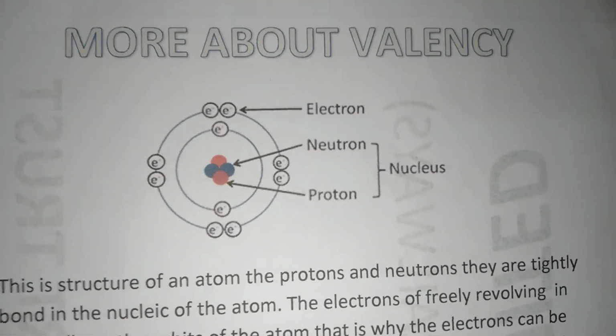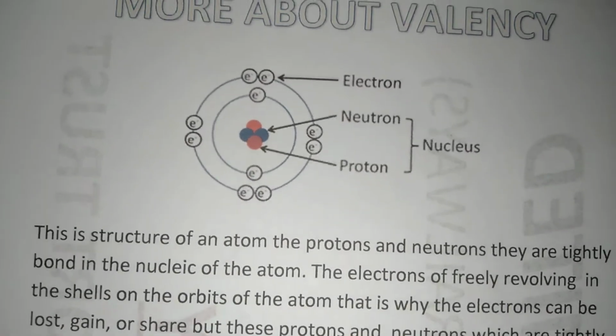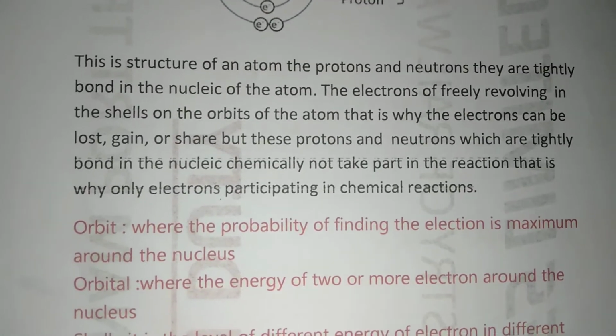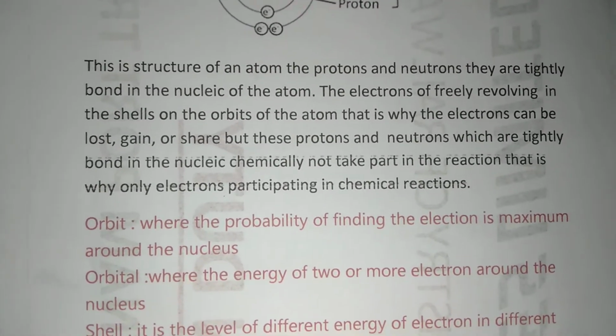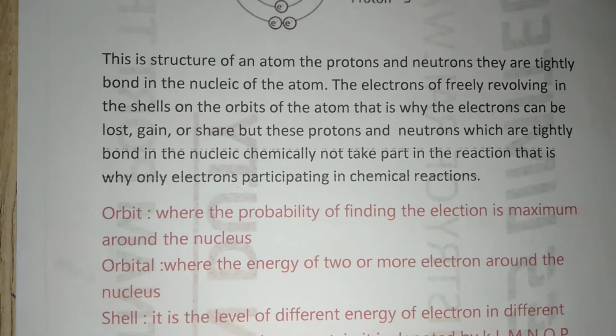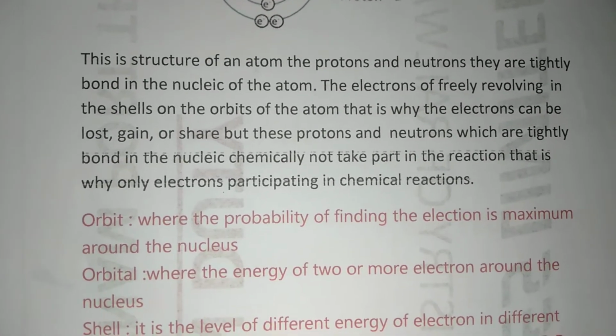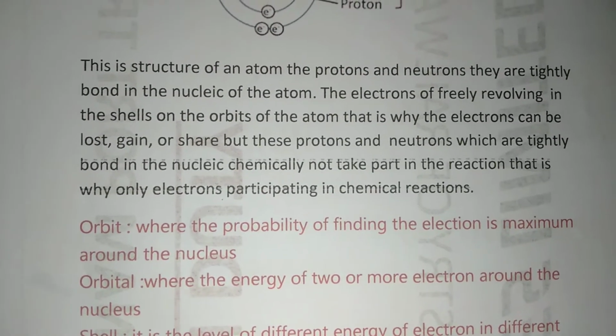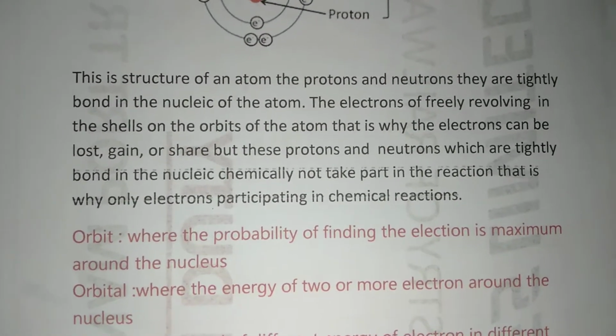Hi, today we'll be learning more about valency. This is the structure of an atom. The protons and neutrons are tightly bound in the nucleus of the atom. The electrons are freely moving, revolving in the shells on the orbits of the atom.